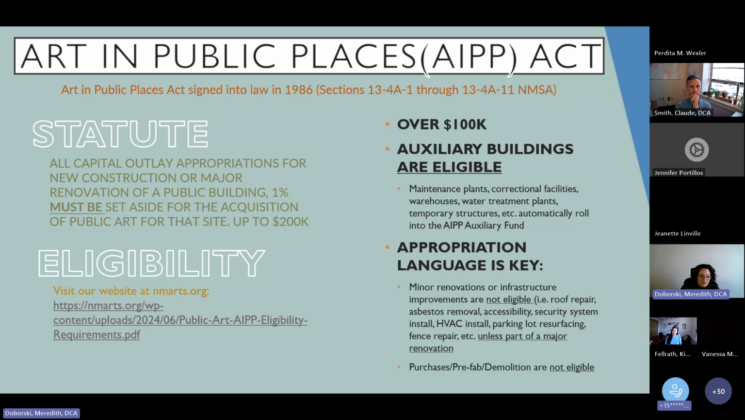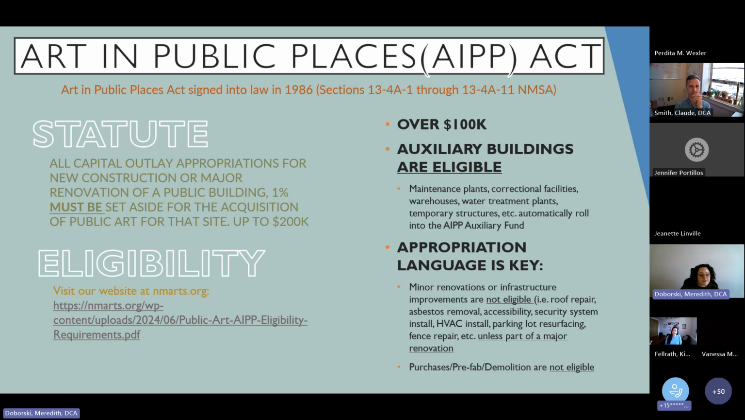Now, if it's a minor renovation, let's say it says to plan, design, construct, renovate, equip a new roof, then that would be considered a minor renovation, not a major renovation, because all that money is going towards a roof. Now, if it's a roof plus security system plus HVAC, plus we're going to extend the building, we're going to add restrooms, whatever the situation is, that is then a major renovation, and that would become AIPP eligible. Obviously, we're going to try to interpret the language as best as possible.